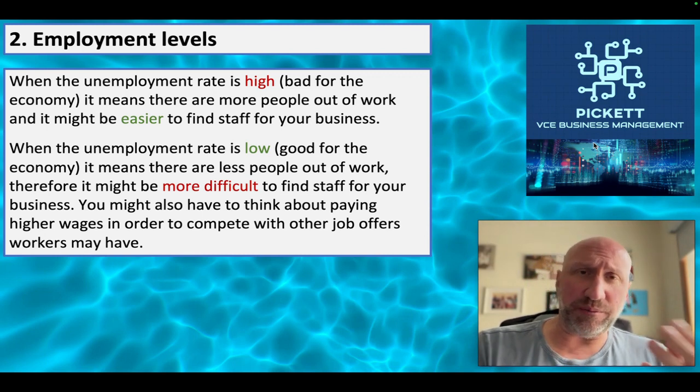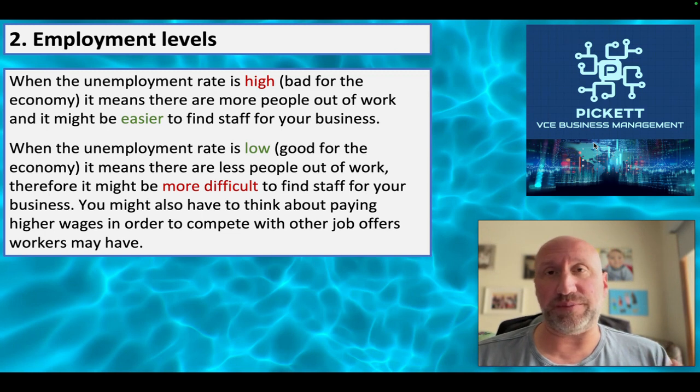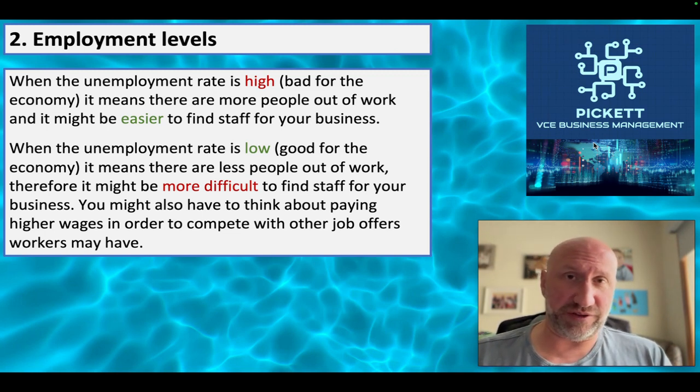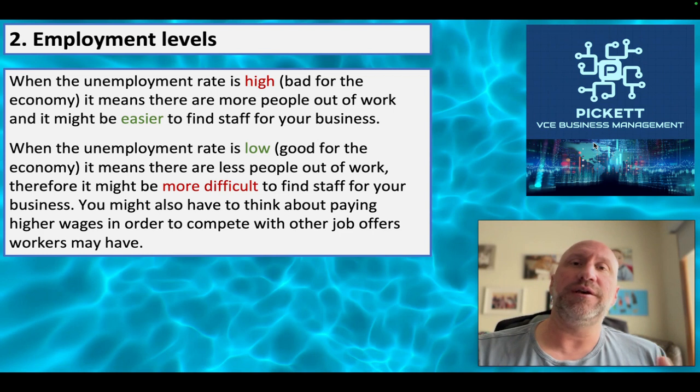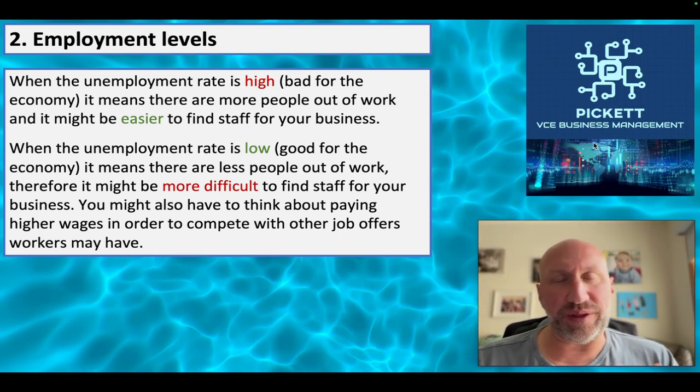So when the unemployment rate is low, you might be competing with other businesses for staff. One way you can compete with other businesses for staff is obviously by paying a little bit more than what those competing businesses are paying. So again, it's just important as a business owner to be aware of what's happening with employment, because this can absolutely impact this part of running your business. Okay, and that's what this is all about.